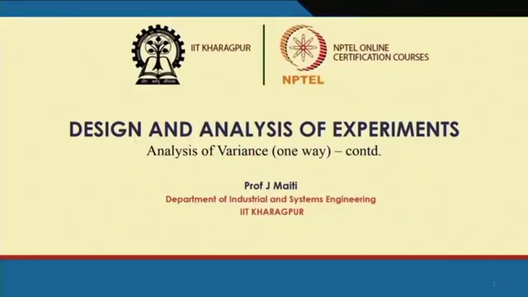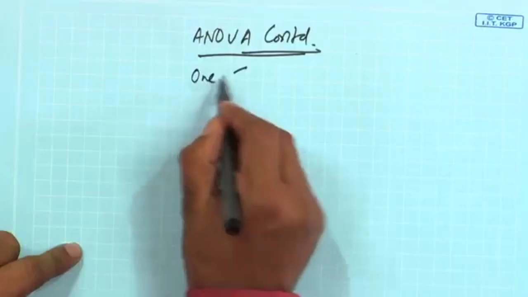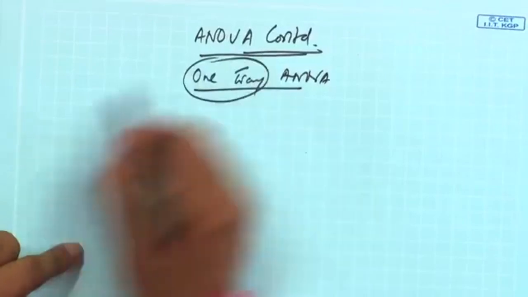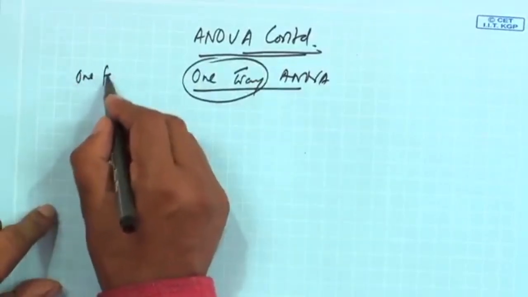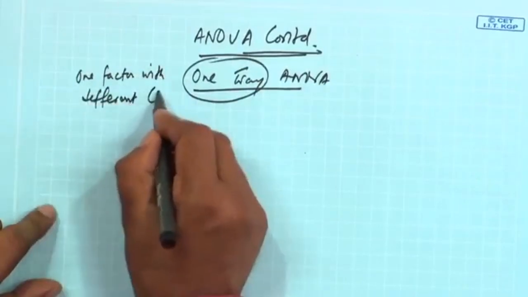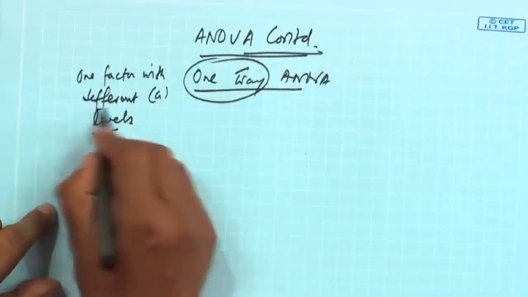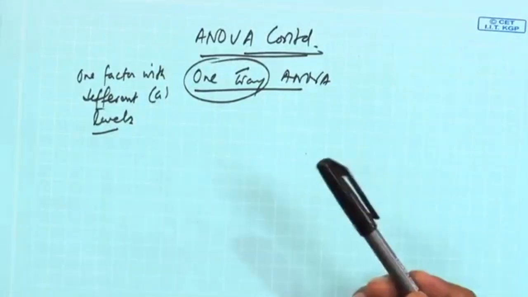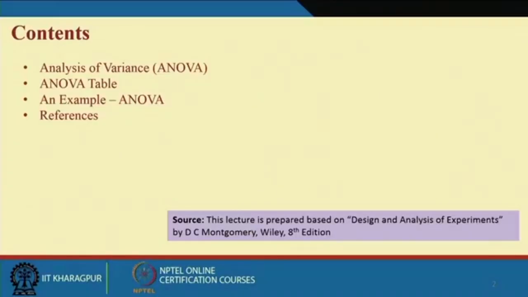Welcome. We'll continue analysis of variance. So I'm writing one way analysis of variance. The word one way is coming from only one factor with different levels. Different means a levels. Last class, what I discussed was also this one way ANOVA. We will see the same example, the calculation, and also how ANOVA is used for hypothesis testing of the equality of different level means.